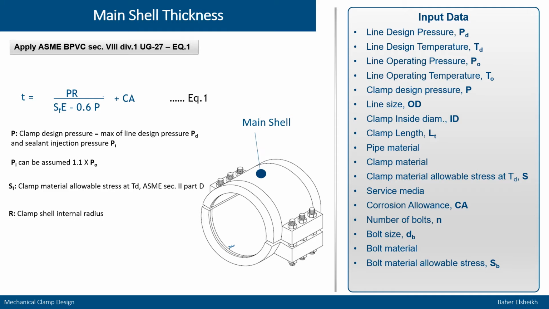And the other factor, in case like what we have assumed here, is that you will apply a sealant injection. The sealant injection is usually applied with a pressure a little bit higher than the operating pressure, so that it can resist the leak during the installation of the clamp and stop the leak. And usually we apply 10% over the operating pressure. So the design pressure to be used for the shell of the clamp is the maximum of either the sealant injection pressure or the design pressure of the line.